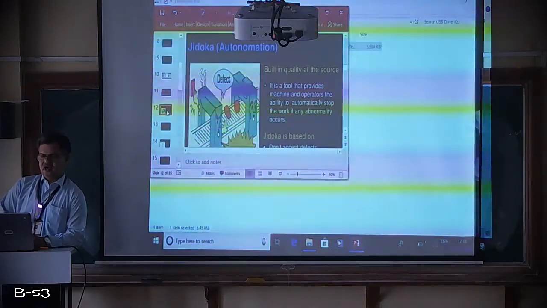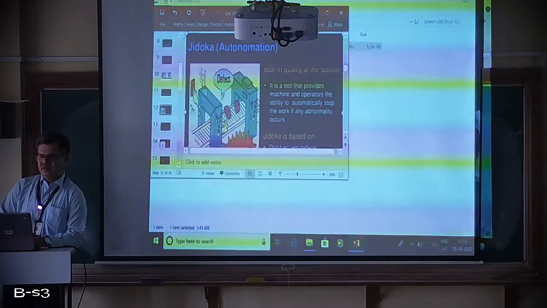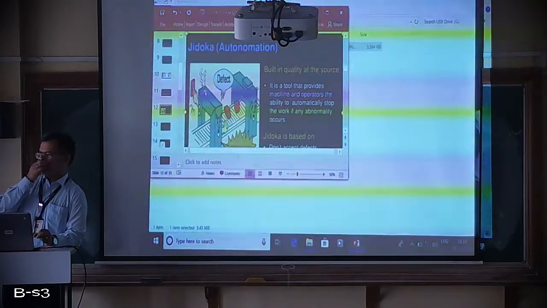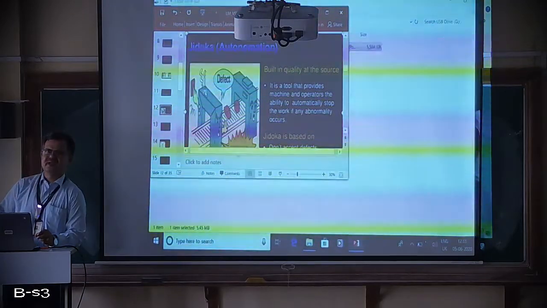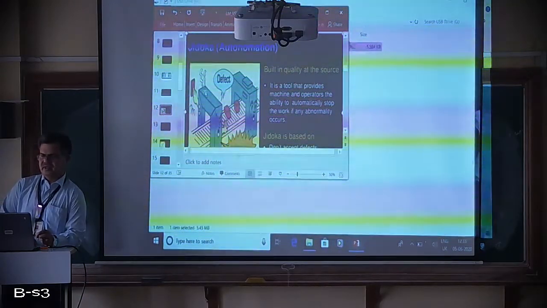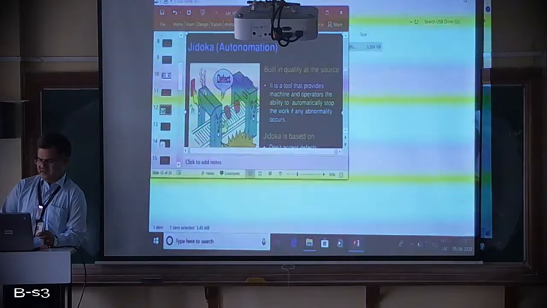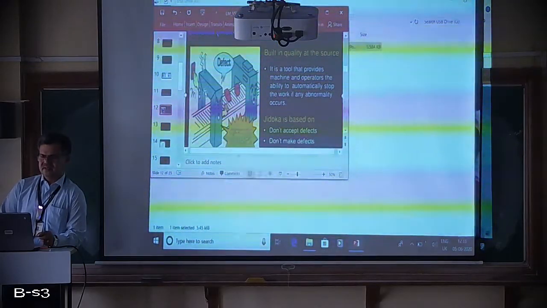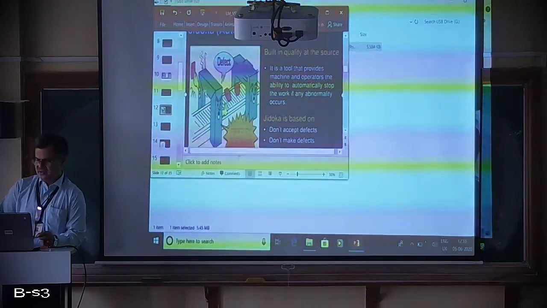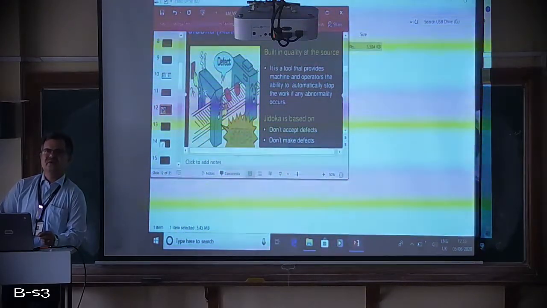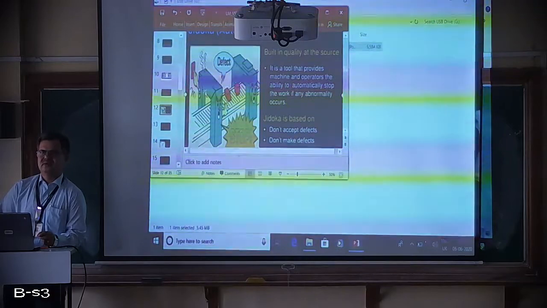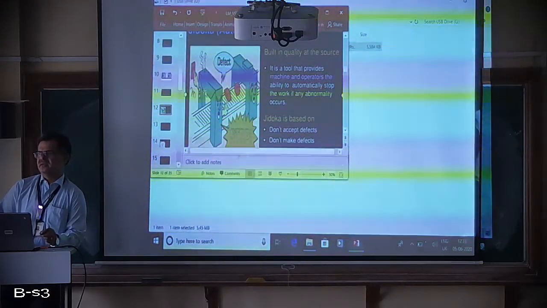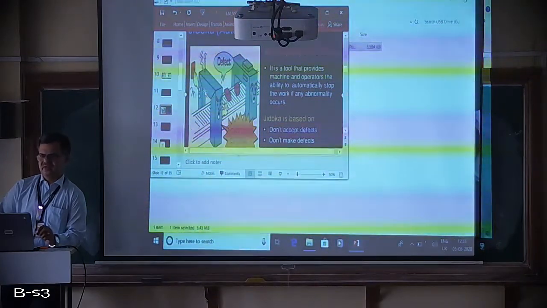Jidoka, automation. You have heard of the terms automation and autonomation; these are again terms coined by the Japanese. I told you about Jidoka in one of the classes: no defective product should go out of the organization. Basically it enforces zero defect.